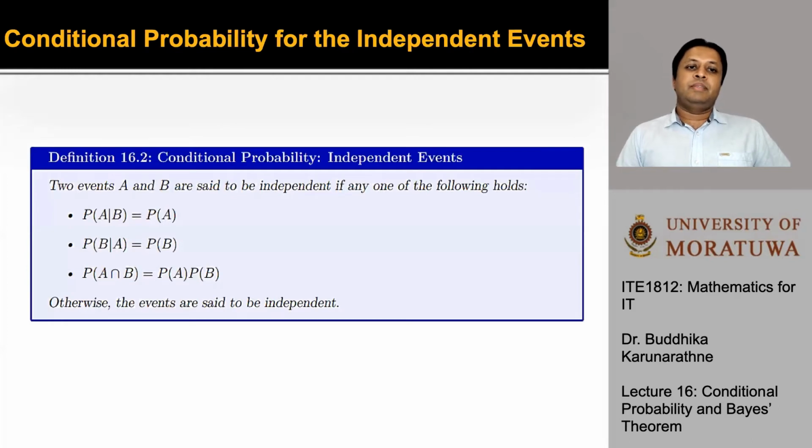Okay, moving on with conditional probability for independent events. We come up with a definition: conditional probability and independent events. Two events A and B are said to be independent if any one of the following holds. That is, P(A|B) is equal to P(A), and P(B|A) is equal to P(B), and P(A intersection B) is equal to P(A) times P(B). We have seen the third relationship in the previous lesson.